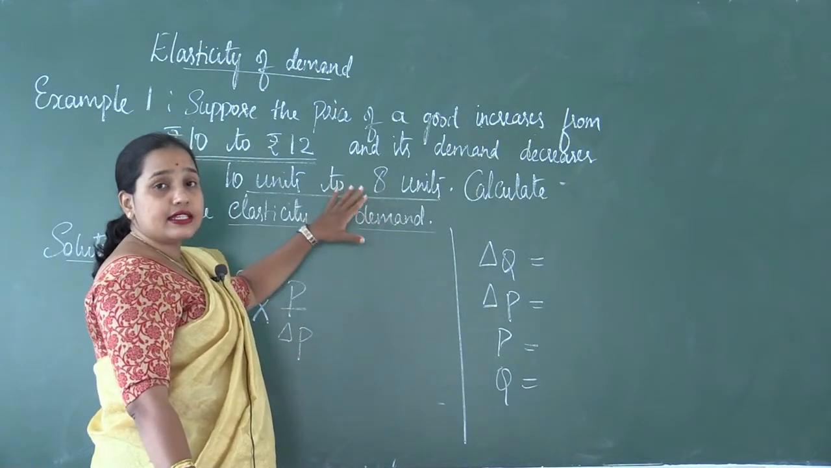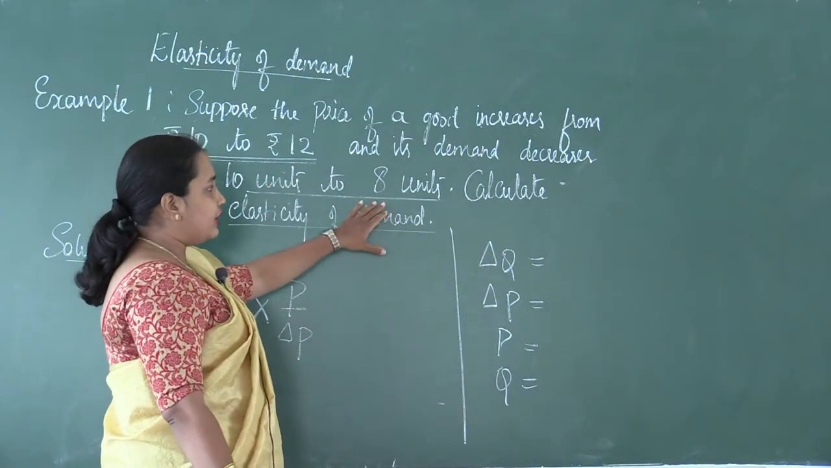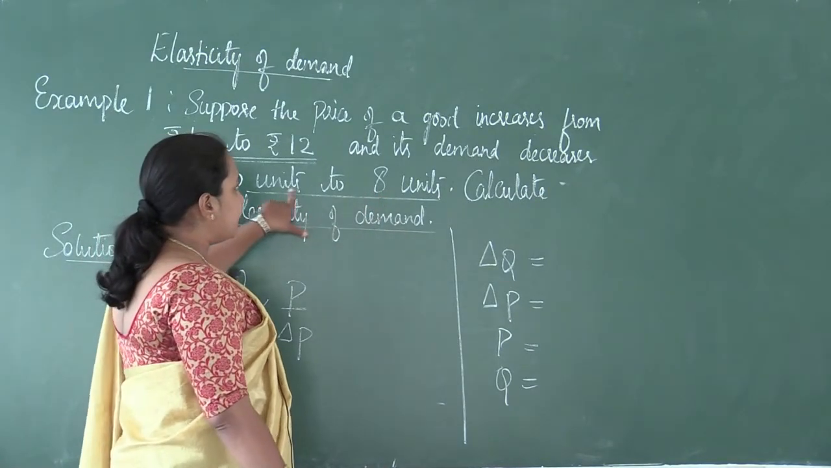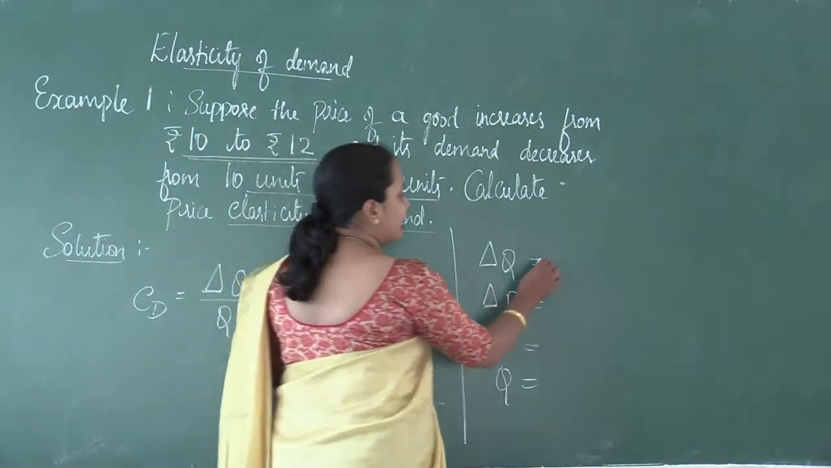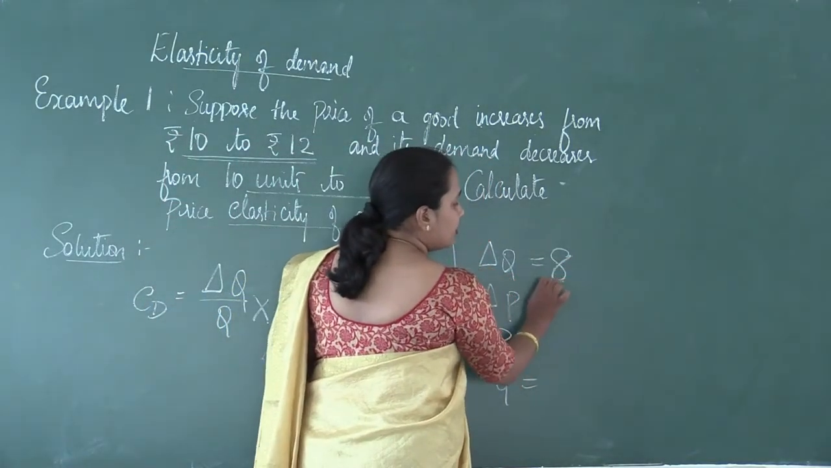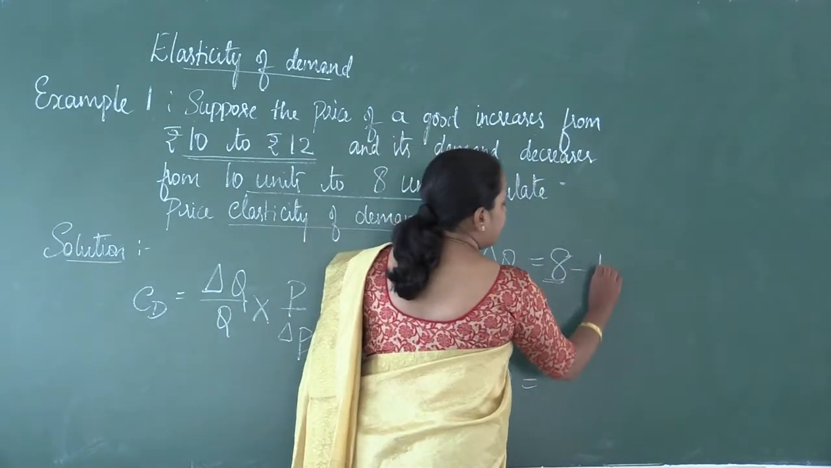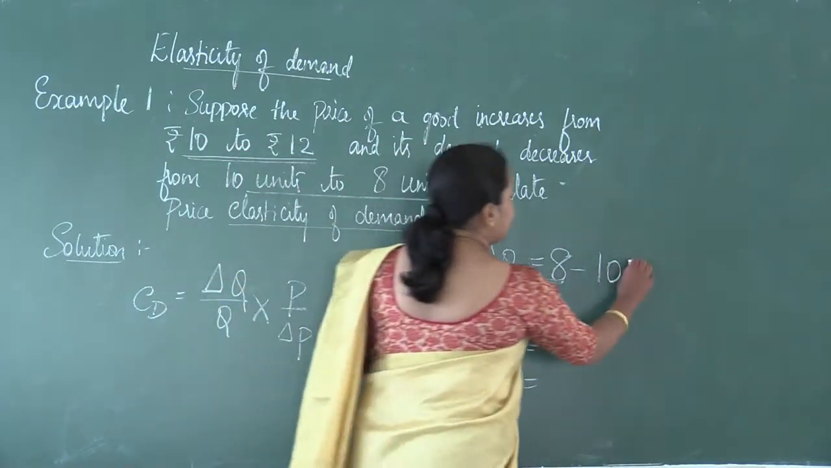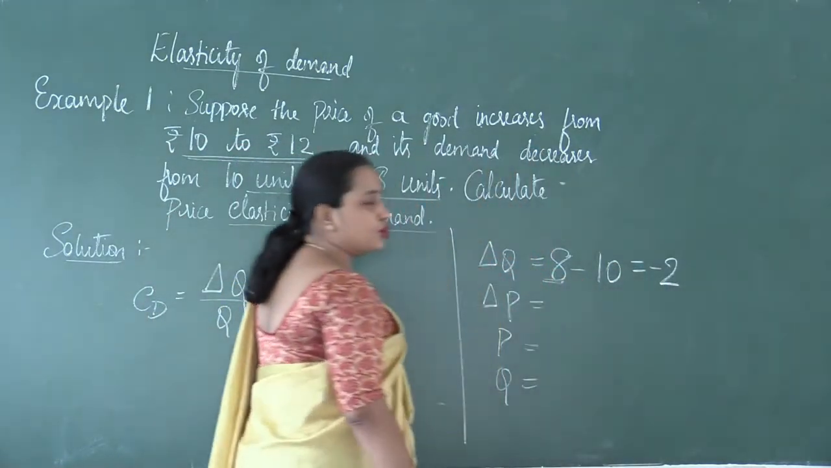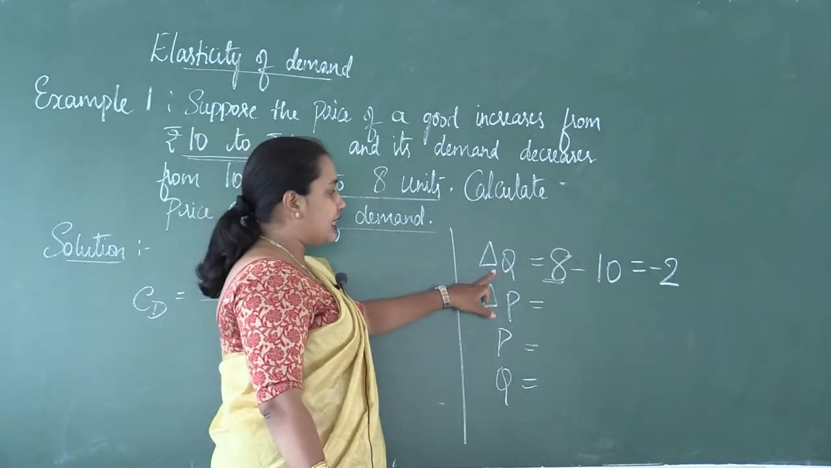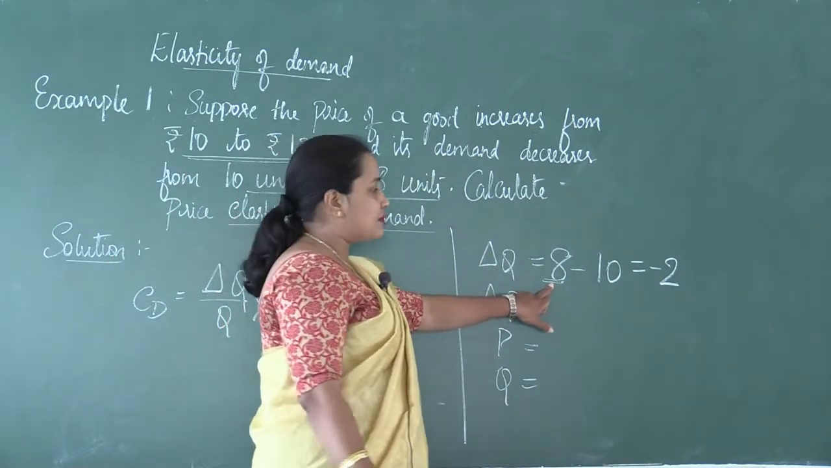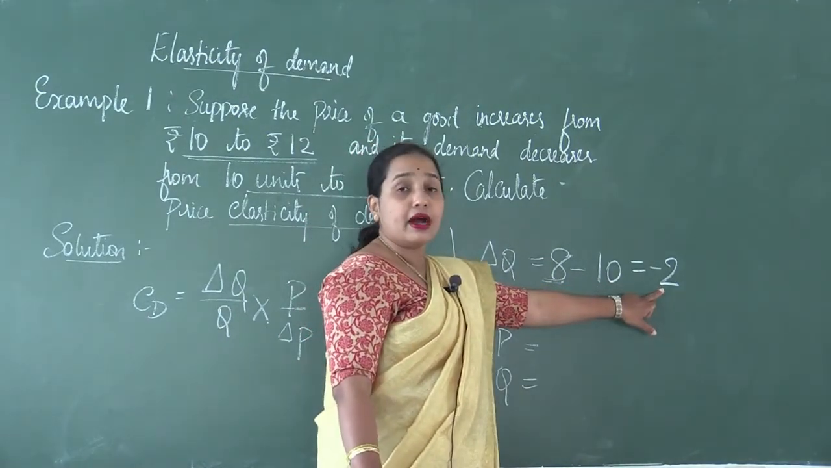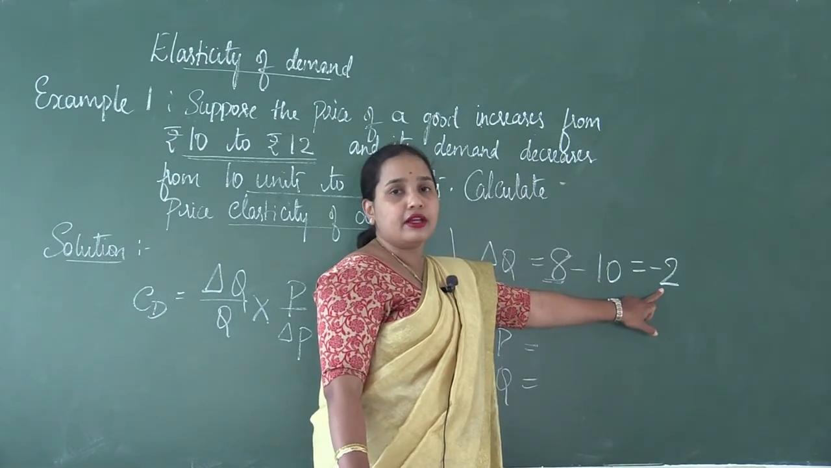The demand is decreasing from 10 units to 8 units. You have to consider the change in demand. From 10 it has changed to 8. So you have to take that 8, which is the new demand, and that should be subtracted from the initial demand. 8 minus 10 gives you minus 2. Did you understand, students, how to take delta Q? The new demand should be subtracted from the initial demand. 8 minus 10 gives you minus 2. You must be careful, you get minus 2.